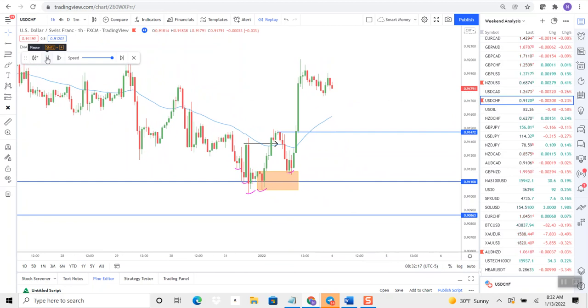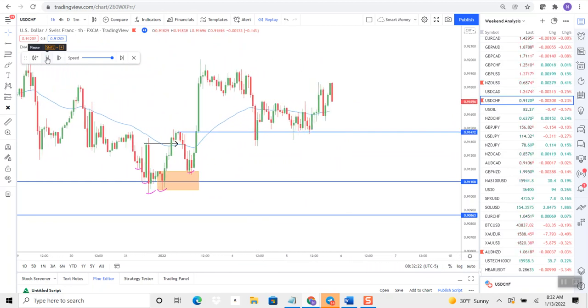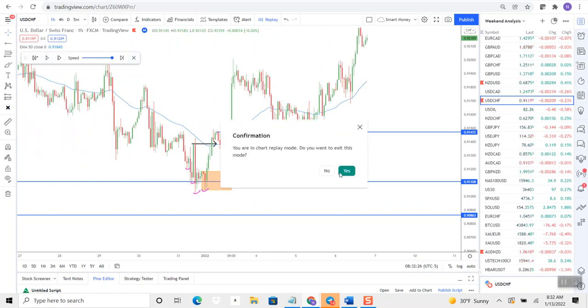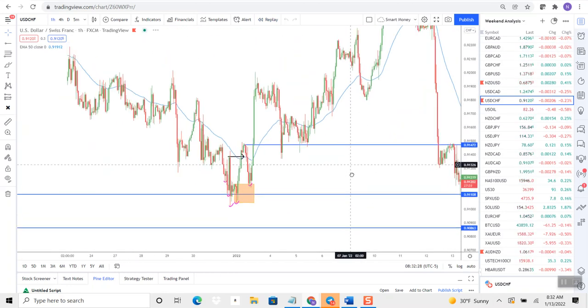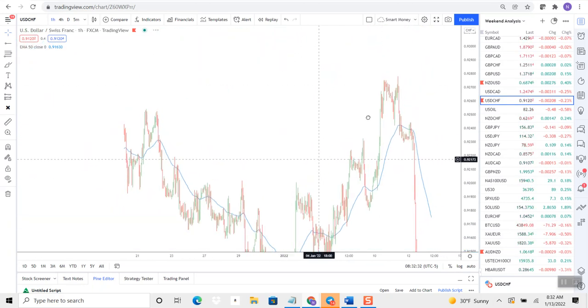See what happens. Perfect. Chop, chop a little bit. Guess what? Overall continuation to the upside. Okay. So I'm going to move out of this. And that's exactly what we got. A little bit of drawdown here if you had entered. But again, the higher high was then formed.